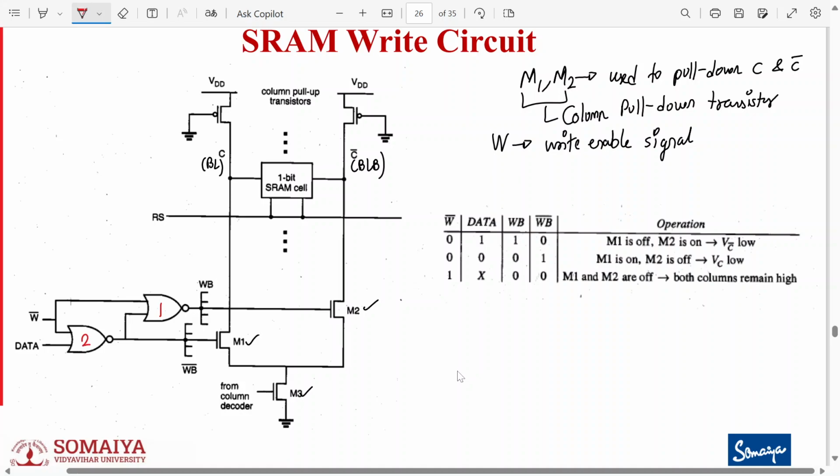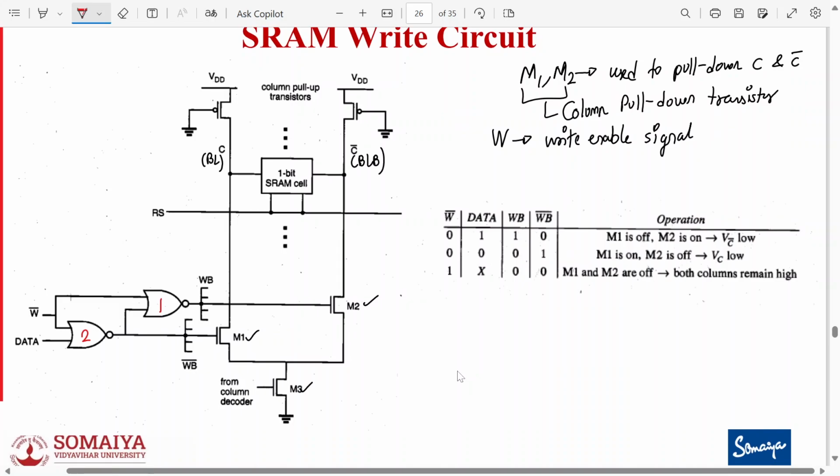Okay, and this can be shared by various columns. So this is only stored in one column. It can be shared with several columns, assuming that one column is activated by the column address decoder at any given time. Okay, now how does this operate?